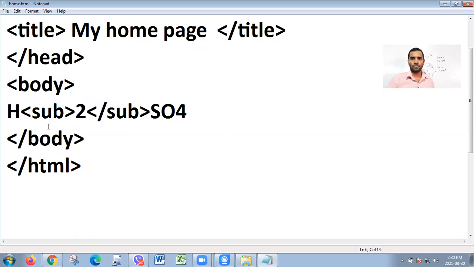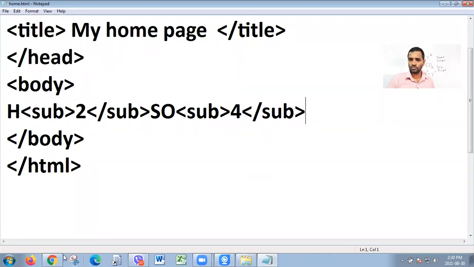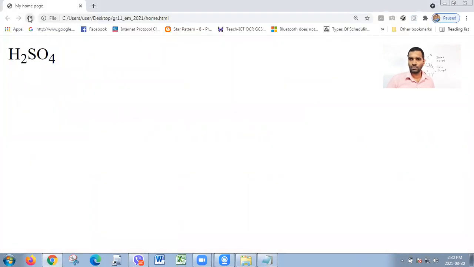Okay, SUB. Then S, O. Again, 4 must be shown little below. So again, you have to start SUB, subscript. Right here, you have to stop that. Okay, now see, you have H2SO4.